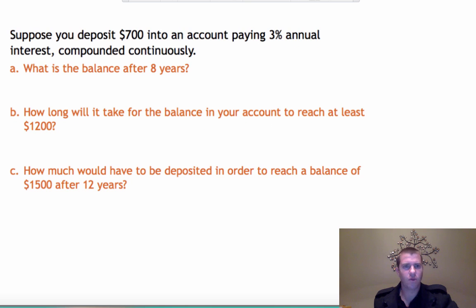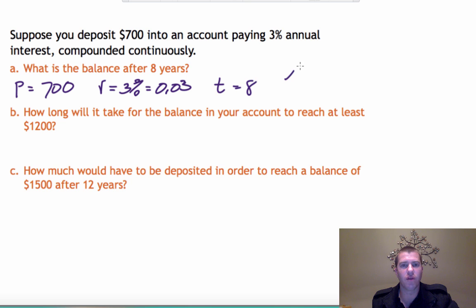And your r is still the annual interest rate. So if you have this scenario, suppose you deposit $700 into an account paying 3% annual interest, compounded continuously. What is the balance after 8 years? So for this one, I have 700 as my initial amount or principal. The r is my rate, so that's 3%, which means I'm going to be using 0.03, and my t is the number of years, which is 8. I'm looking for the A.